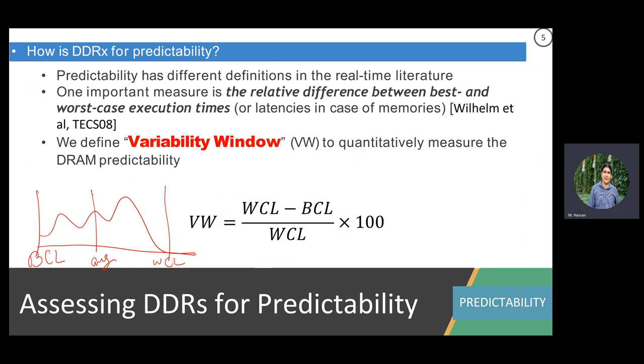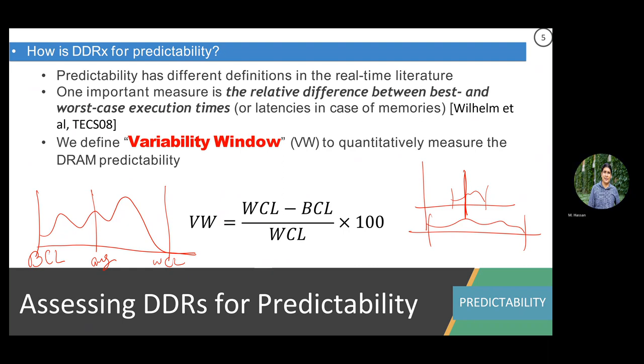If I want to measure the variability in that figure, what I can say is that if I have no variability at all, it's a single line, right? If I have little variability, I would have something like this. If I have huge variability, I would have something like this, right? So in a sense, the variability can be measured by the width of your window, what we call the variability window.